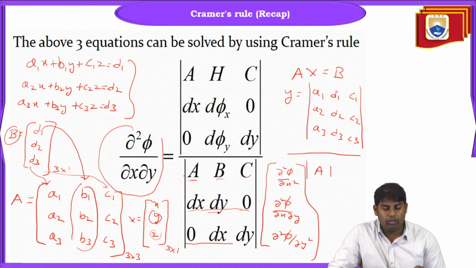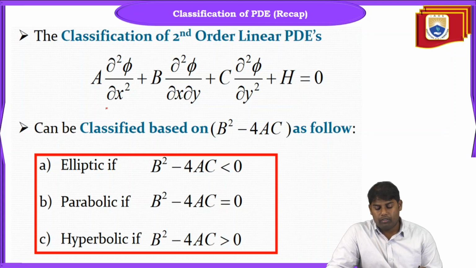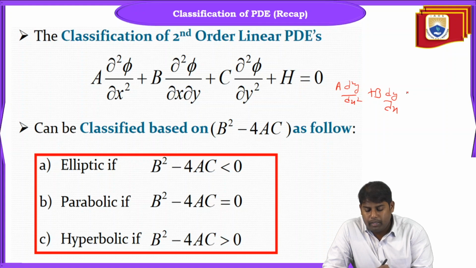Now using this Cramer's rule, if this det is equal to 0, what happens actually? This will be infinite. So if we make the det 0, what are the possibilities we will see? When you make det equal to 0, we will get the discriminant value. The equation is in the form of a into d²y/dx² plus b into dy/dx plus c is equal to 0.